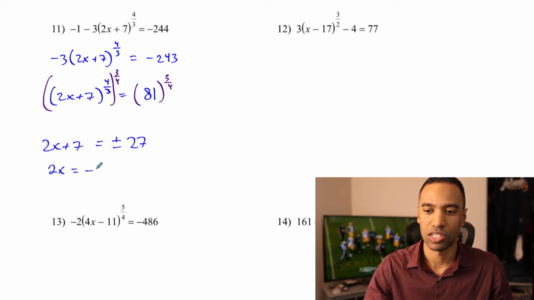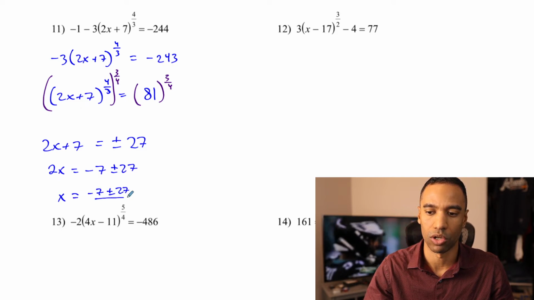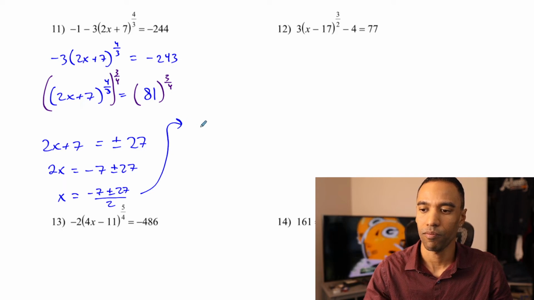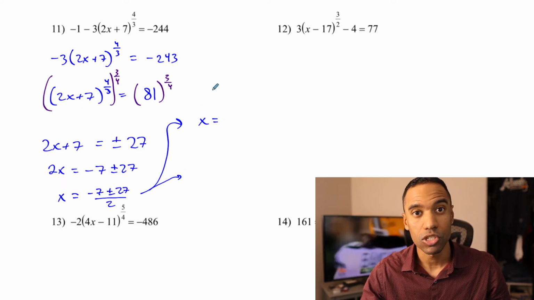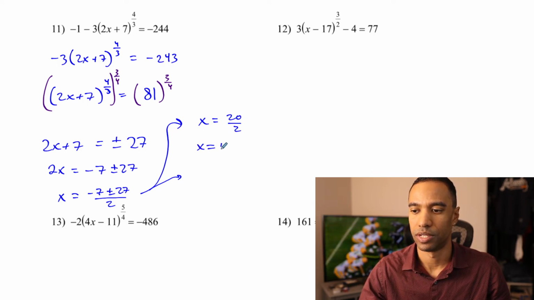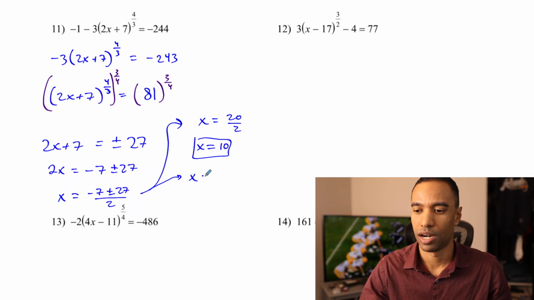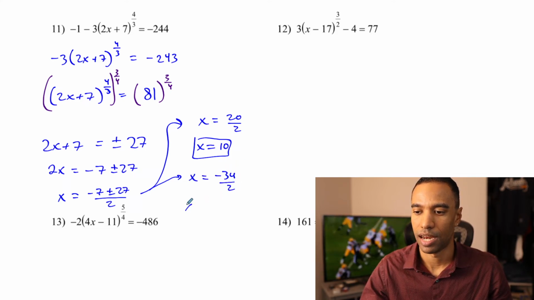So 2x equals negative 7 plus or minus 27, and x equals negative 7 plus or minus 27 all over 2. Okay, here we go. So negative 7 plus 27 is 20, and 20 over 2 is 10. Or negative 7 minus 27 is negative 34, and negative 34 over 2 is negative 17.